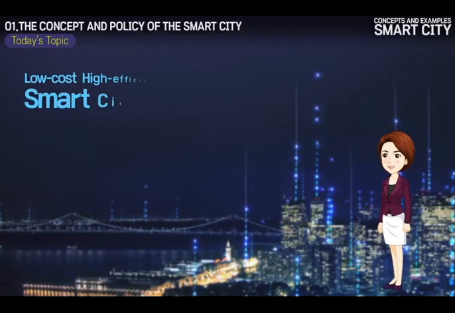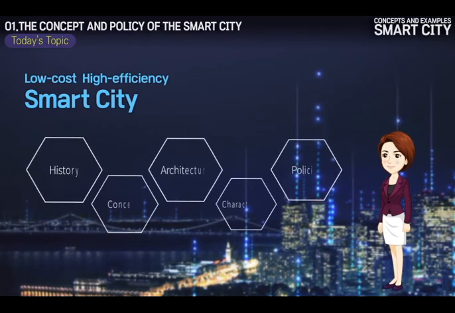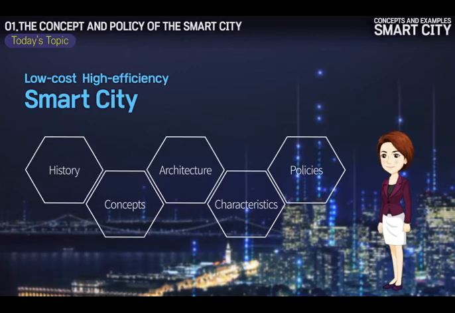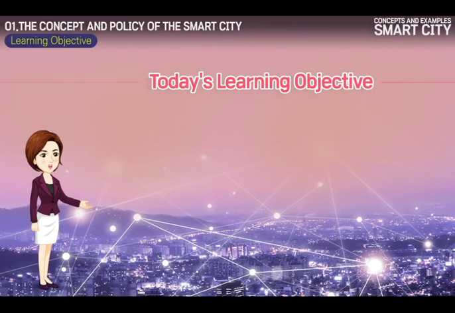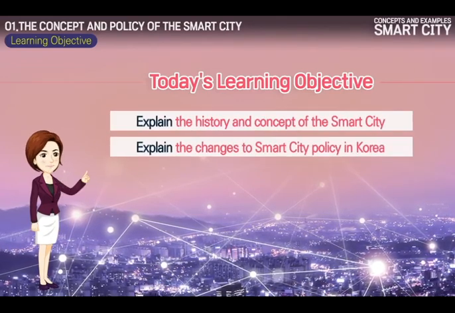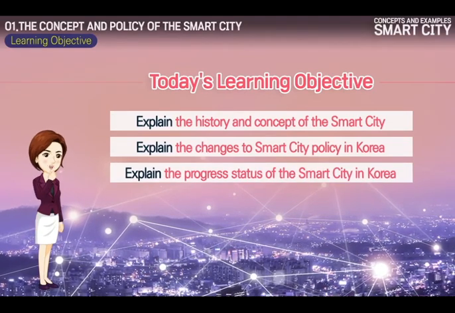Now let's take a look at smart city with low-cost, high efficiency, its history and concepts, architecture and characteristics, policies, and more. Through this time of learning, you will be able to explain the history and concept of the smart city, the changes to smart city policy, and the progress status of the smart city in Korea. So let's start learning.